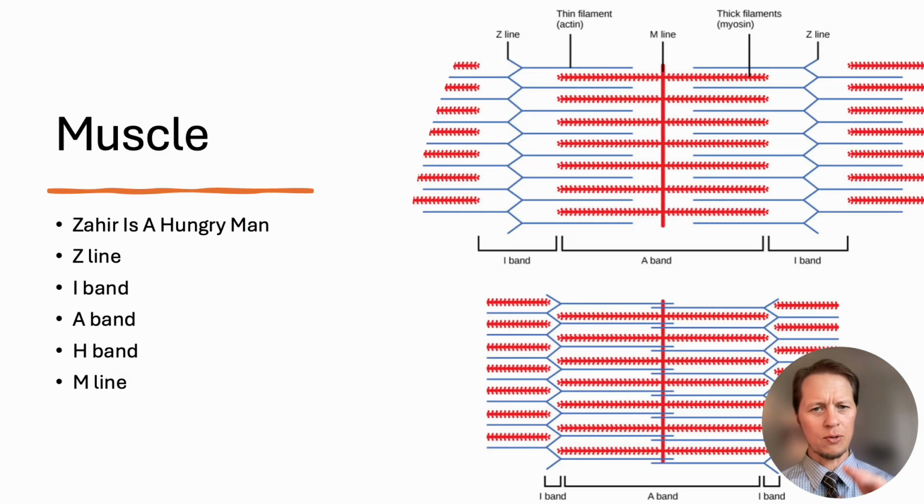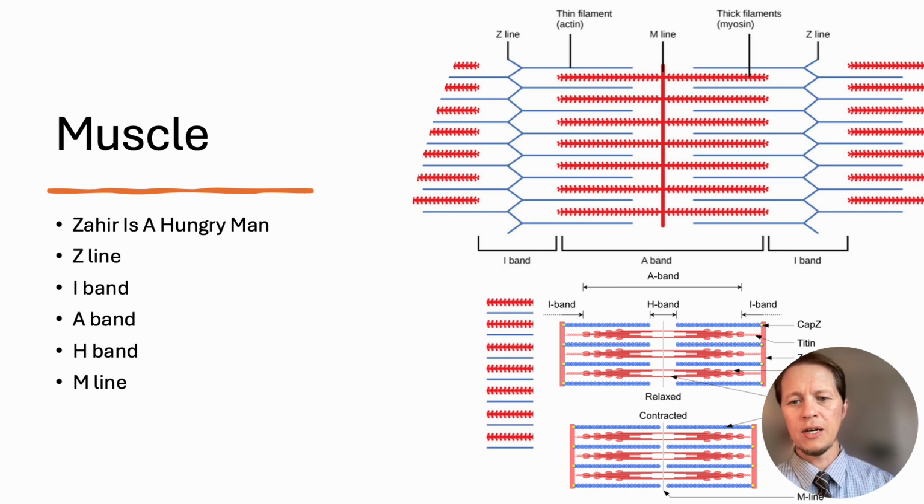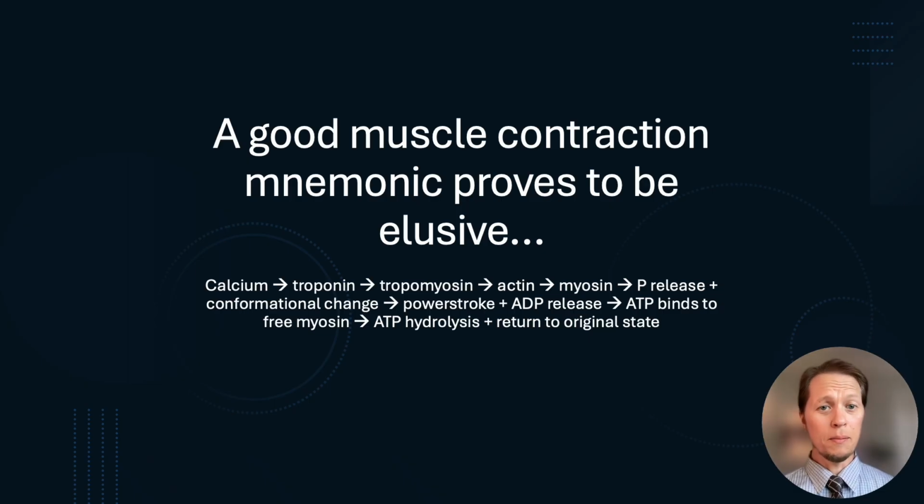All right, on to muscle. This one's a classic one. A lot of people have used this. Zahir is a hungry man. Your Z lines, right? It looks like the letter Z. The I band only contains the thin filament, actin, right in there. The A bands contain both. The H zone is not included here, but it is right there in the middle. And then your M line straight down the middle.